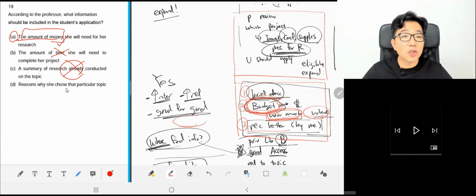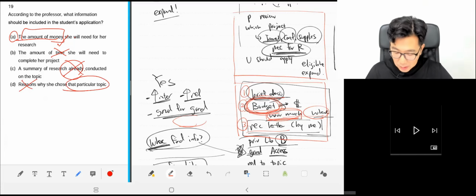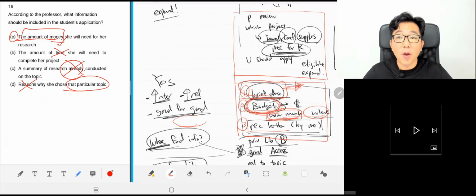D, the reasons why she chose that particular topic, not mentioned. Description means just explaining what the research is. So just by looking at this, we don't know whether they were asking for the reasons because it just says brief description. So you just need to describe what the research is, right? And this is not automatically the reasons, right? So the answer is A. Question 19, A.